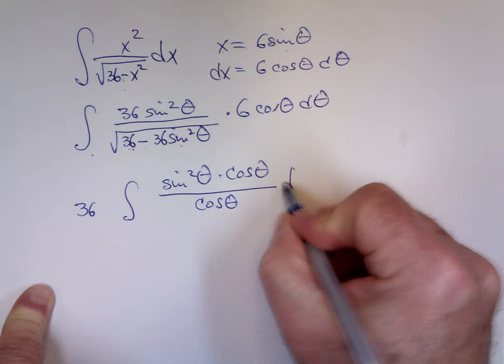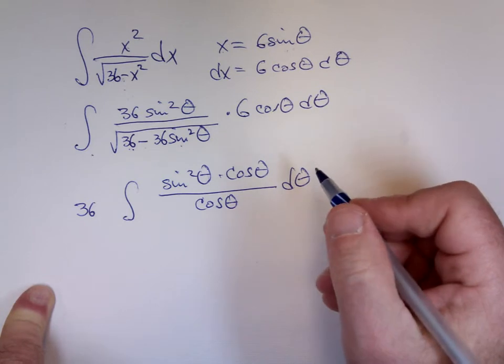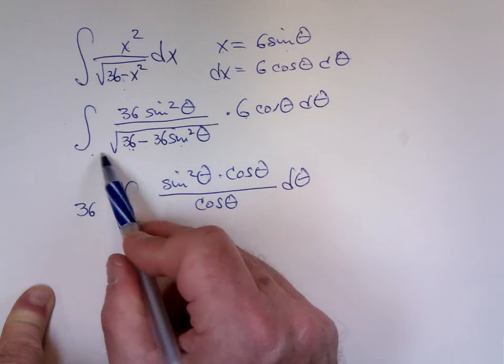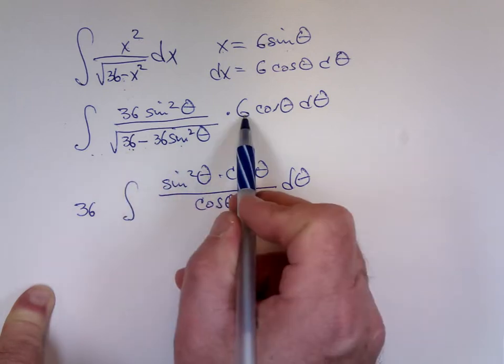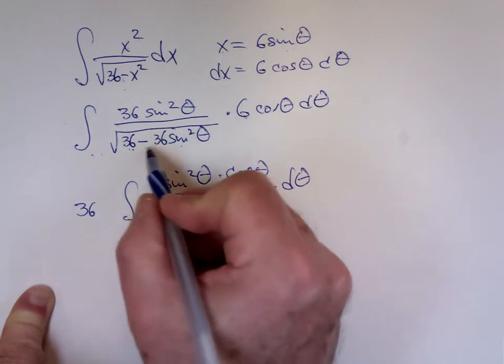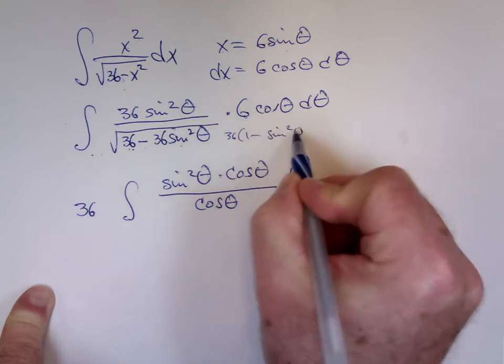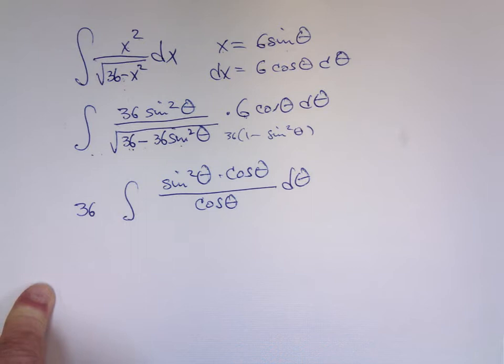Where does that 6 go again? Why did you get rid of the 6 for the cosine? Because a 6 comes out of the square root and cancels. You can factor out a 36 and 1 minus sine squared here, but it's inside the square root. When you take it out, it's a 6. Okay. So what happens now?